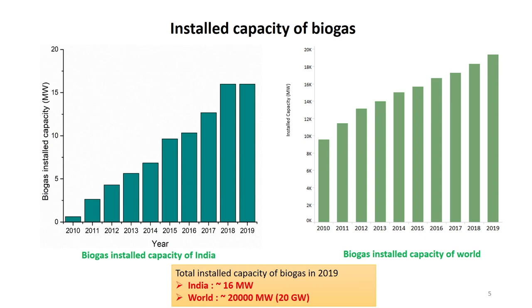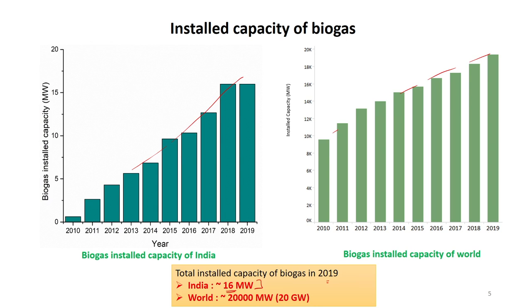Now let us have a look at the installed capacity of biogas plants. In India, till 2019, about 16 megawatt capacity has been installed, whereas worldwide it is about 20,000 megawatt, which is equivalent to 20 gigawatt. As you see, in the case of India, the installation of biogas is increasing with time. The same thing holds good for worldwide as well.